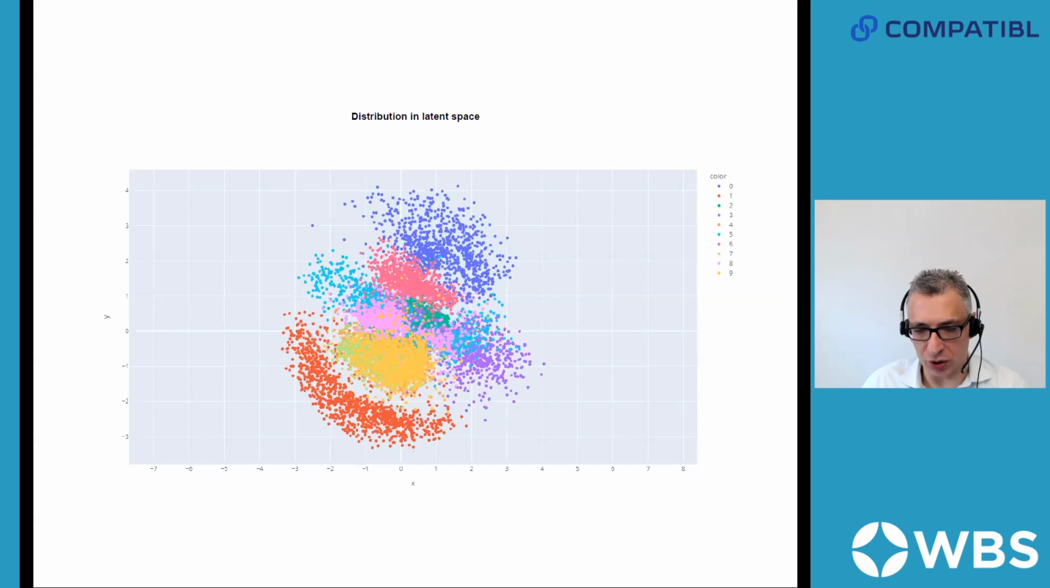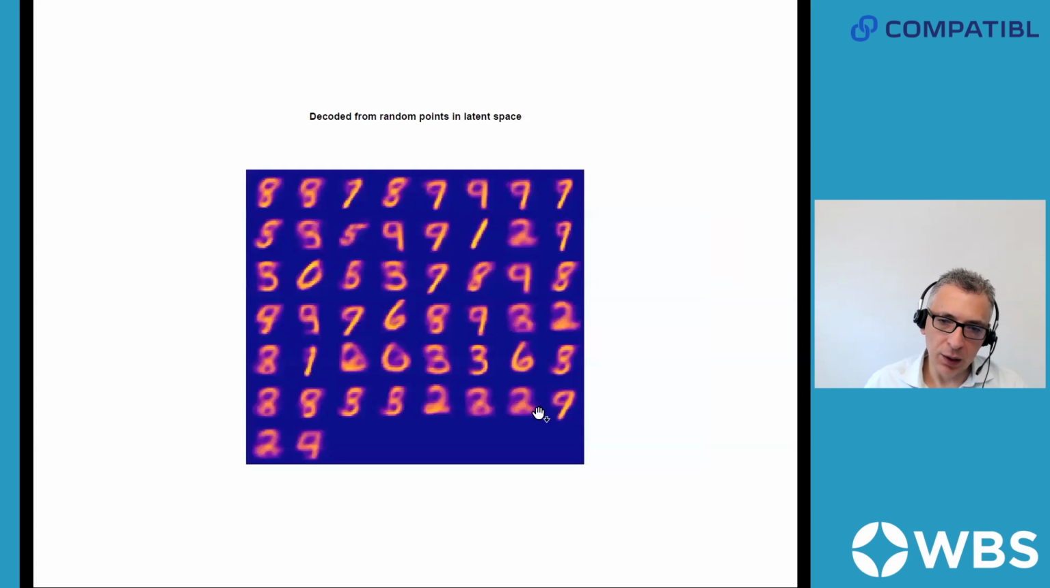So we took essentially all digits, and we compressed all of it. It's not just the numbers, it's all of the possible ways to write them, compressed into 2 dimensions. That's something I had on the slide, but now we actually generated it. So these digits are decoded from random points in latent space.